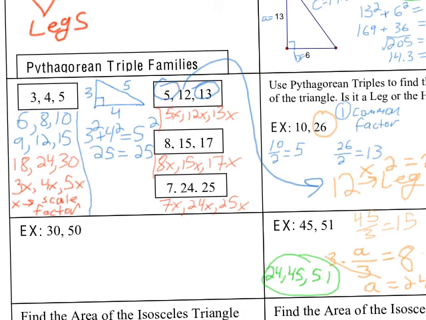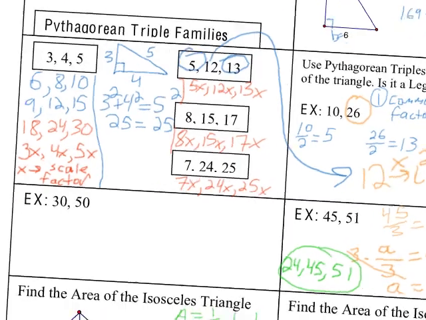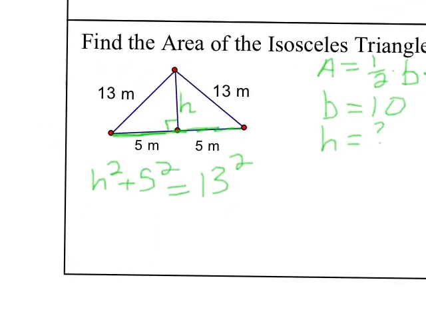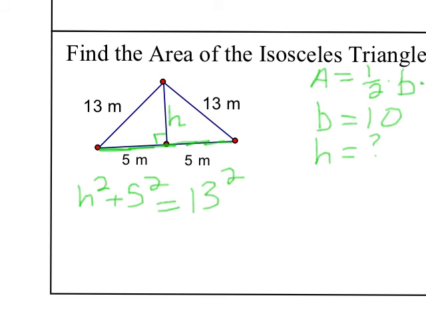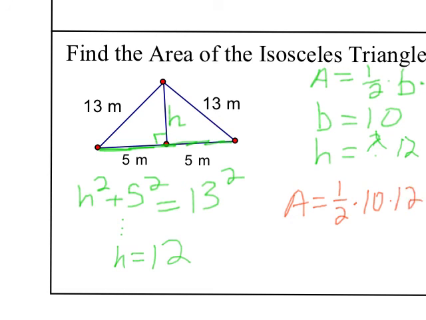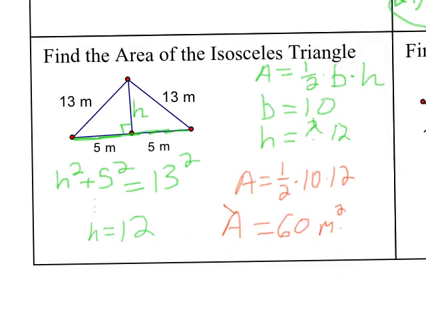So the missing length, h, must be 12, right? So I can do all the algebra, or I can just get down to h equals 12. Once I've found h, no longer is it a question mark, it equals 12. Then I can find the area of this triangle. So the area of the triangle, A, equals 1/2 times the base times the height. So 1/2 of 10 times 12. And you get down to A equals 60 square meters. I'd like you to try that last example over here by yourself.